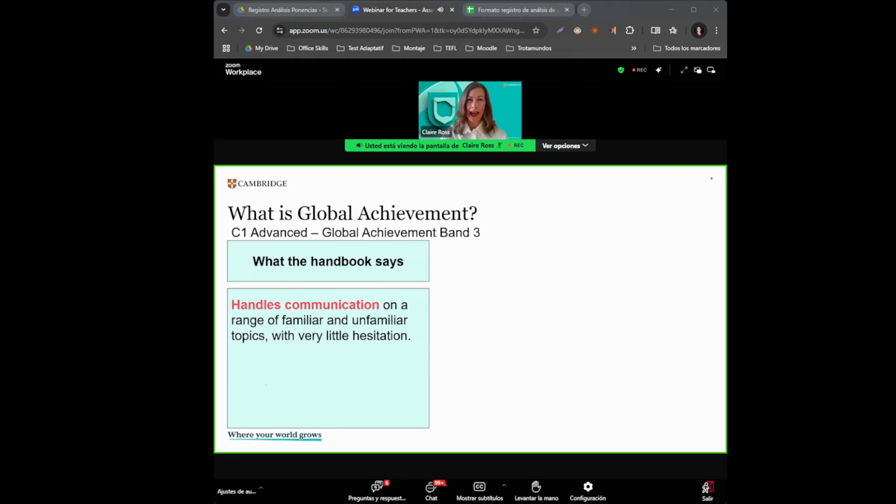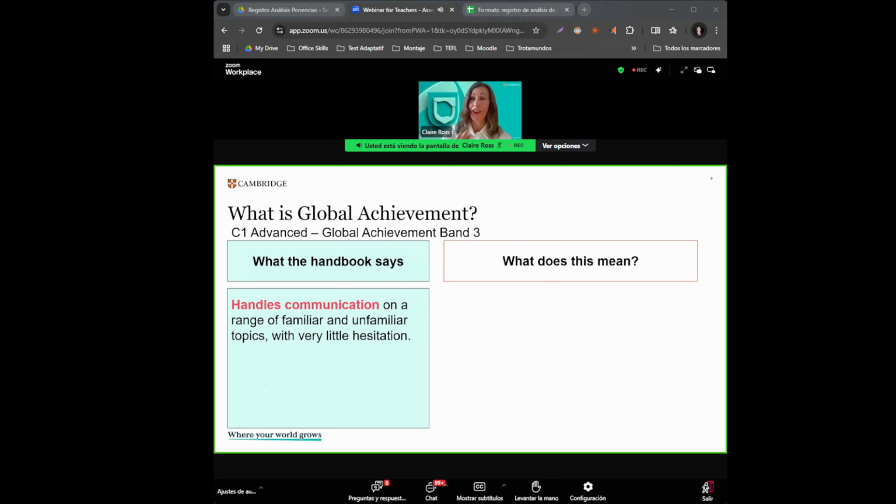So if we look at the global achievement criteria, let's take C1 Advanced as an example. For Band 3, right in the middle, this is what the handbook says. So it handles communication on a range of familiar and unfamiliar topics. Just look at what's in bold there. Handles communication. Now we need to understand this if we're going to understand this part of the criteria.